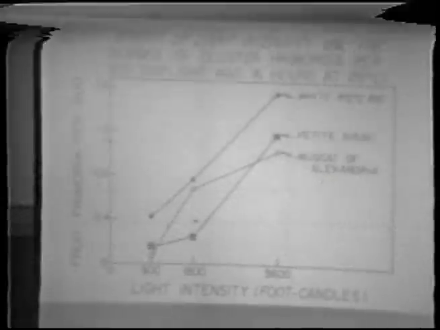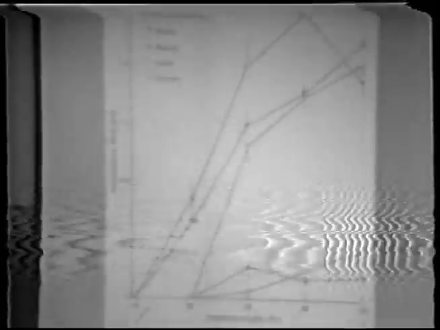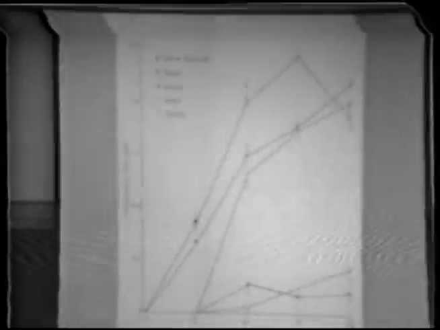It might be significant that the white Riesling had the highest fruit primordia per bud at all light intensities. And remember that this is a variety that's growing now in Europe under relatively low light conditions. So that might be significant, although I'm not sure how it would turn out under statistical analysis.